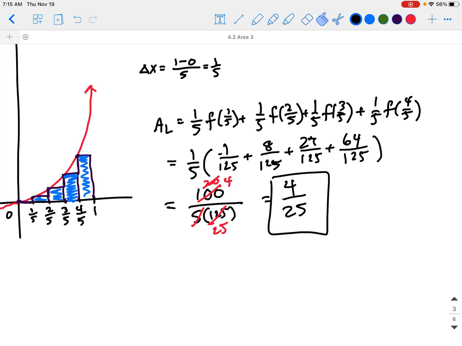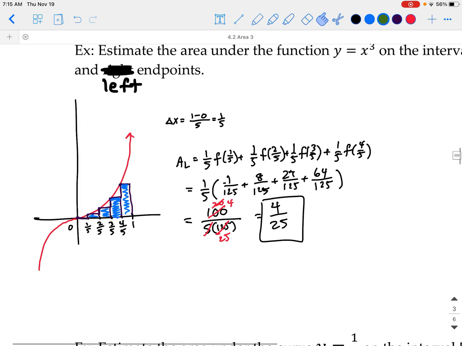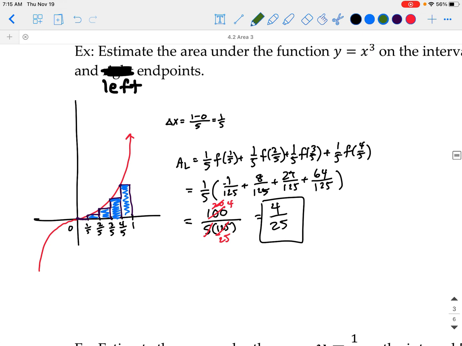All right, so 4 over 25 is our estimate area. We can see here clearly it's going to be an underestimate. And again, you can do the right endpoints and we'll just add on. So if we did right endpoints, that would just result in us adding on one more additional term, which would be at f of 1. So note this would be R sub 5. So that would just be 4 over 25 plus 1 over 125. And so we could multiply that by 5, and I think we get 21 over 125. So again, the right endpoints is very similar. It's just your heights are going to be slightly different.